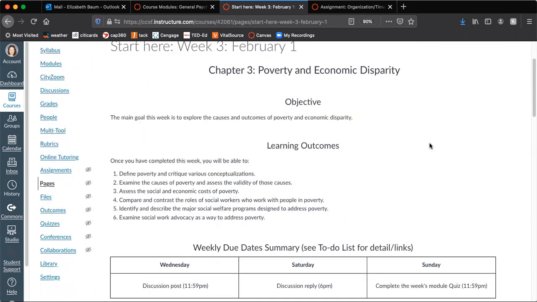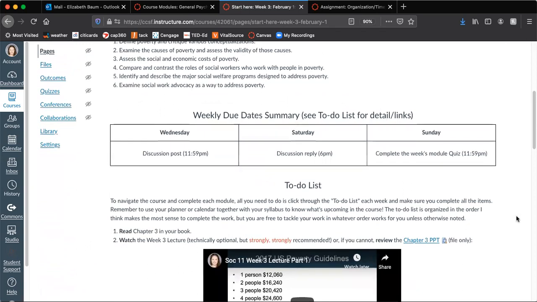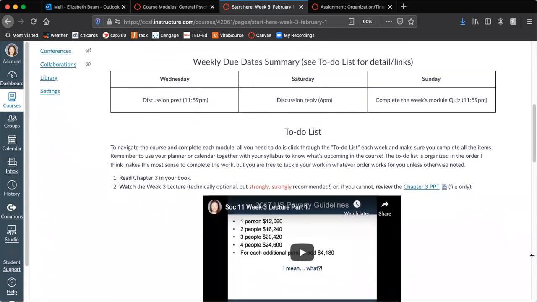Okay, so with that said, here's what we're doing this week. This is the first week where you have a discussion post, where you have an initial post due. That's going to be on Wednesday at 11:59 p.m. So before you go to bed on Wednesday. And then you also have a reply due on Saturday at 6 p.m.